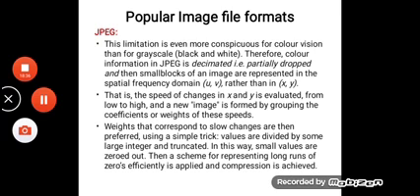So weights that correspond to slow changes are then preferred using a simple trick. Values are divided by some large integer and truncated. In this way, small values are zeroed out. That is what I'm saying.